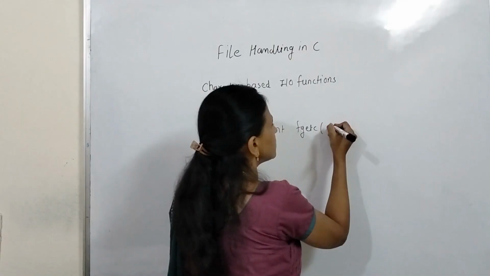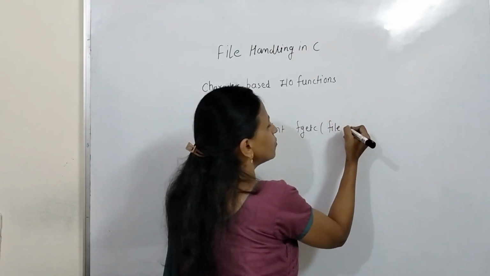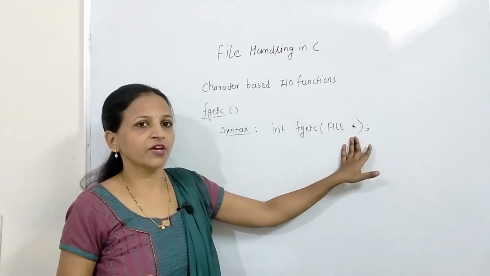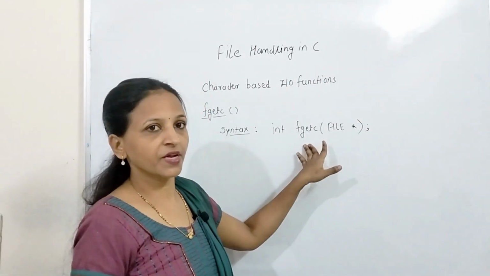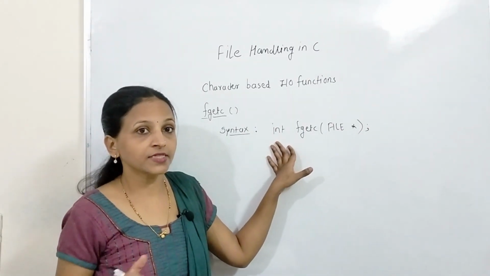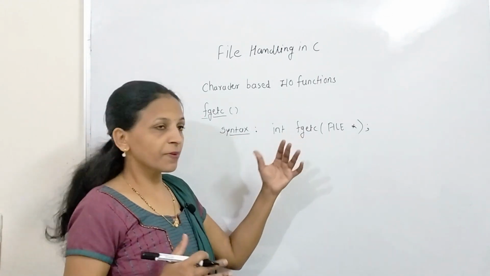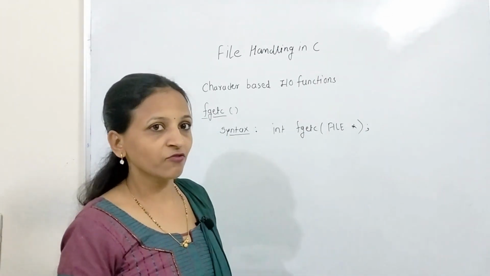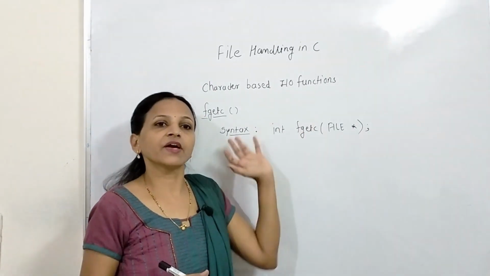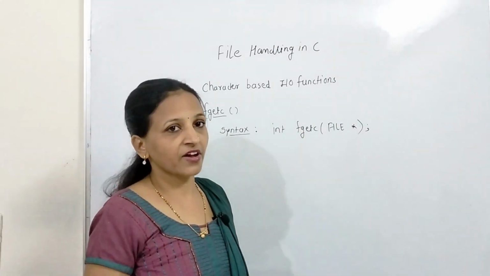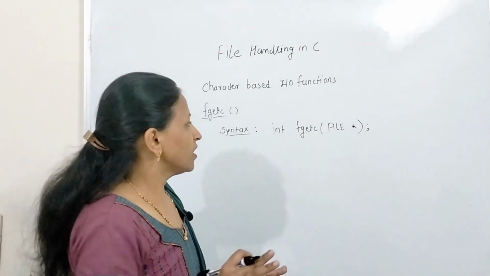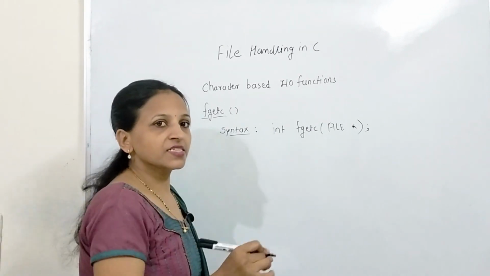Now here just that file pointer we have to pass. FILE star means file pointer we have to pass here as an argument to this fgetc function, and it will return the integer value. Now why it is returning integer value? Because fgetc function is to read a character from file. Now actually it will return the same character which is read from that file, but it will return its ASCII value. Getting?